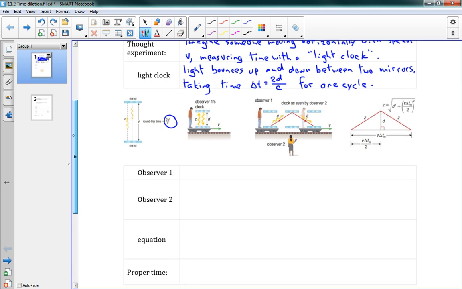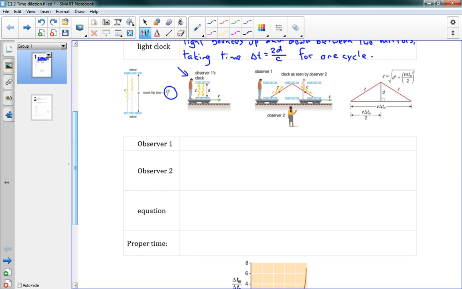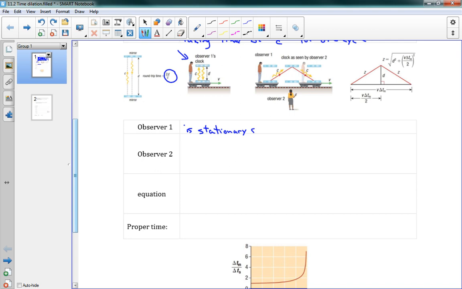We've got somebody who has their light clock on some surface here. So this is our observer 1. He's watching his light clock. He sees the light go up, go back down. It takes delta t to do that. So that's observer 1. Observer 1 is stationary relative to the clock. So from his perspective, and we're going to call this delta ts for stationary, the stationary delta t is 2d over c.